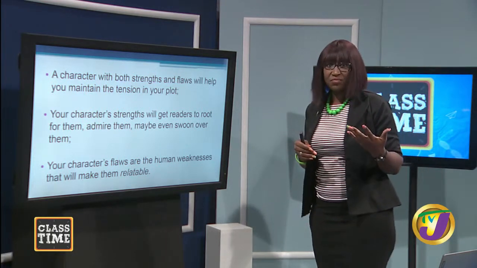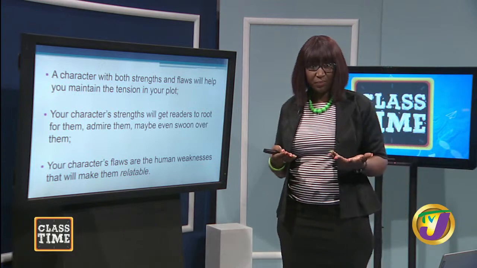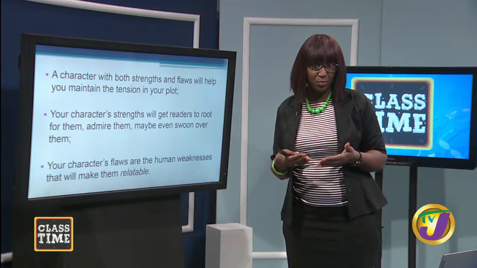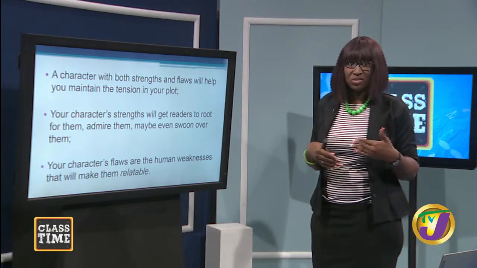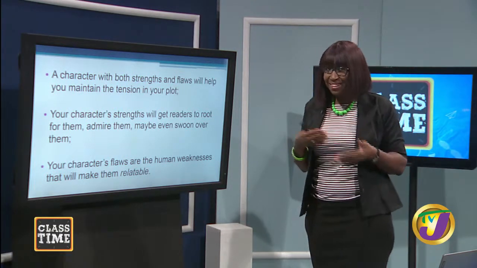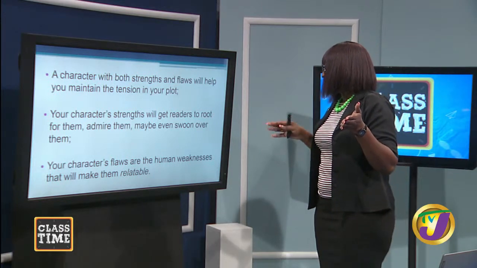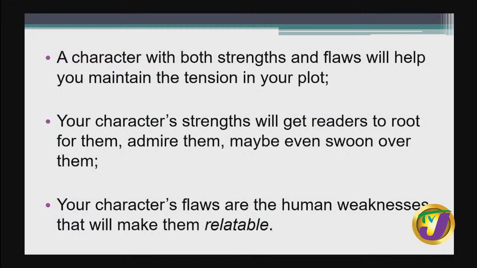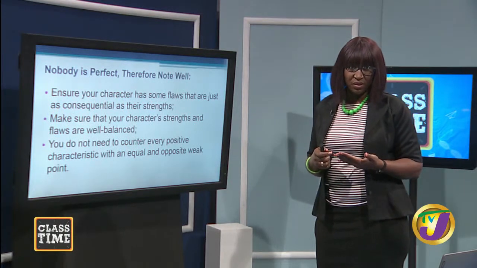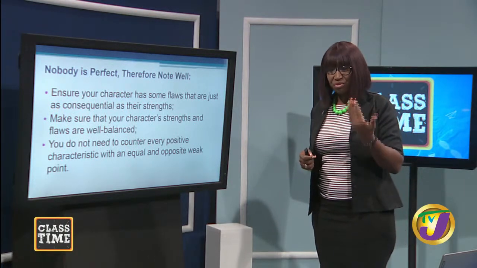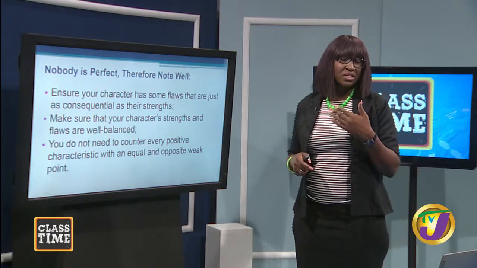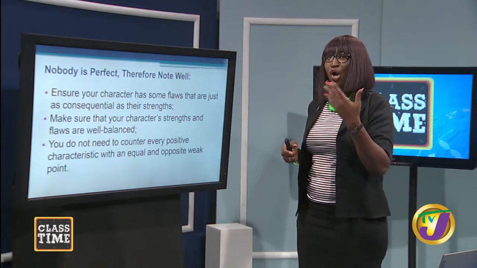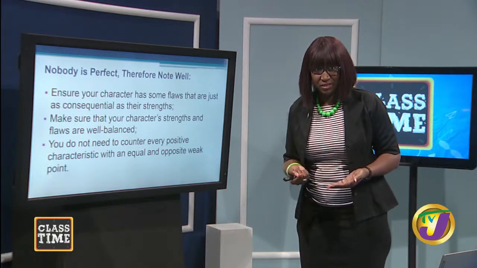Now, your character's strengths, of course, will cause us to support them. So the strengths are going to be the reason we support them, but we need the weaknesses as well for us to identify with them, for us to believe in them. So these weaknesses make them relatable. Everybody has weaknesses, some more obvious than others. So your character needs to have weaknesses as well. Remember now, nobody is perfect. So neither should your character be perfect, because in creating this perfect character, you have made them unrelatable to anybody who reads it.